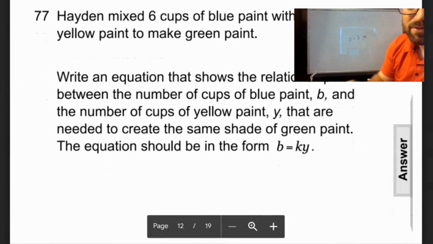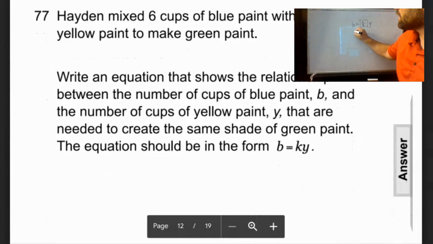All right, Hayden mixed 6 cups of blue paint and 8 cups of yellow paint to make green paint. Okay, so he's mixing them together. Write an equation that shows the relationship between the number of cups of blue paint, B, and the number of cups of yellow paint, Y, that are needed to create the same shade of green. The equation should be in the format of B. So blue equals, and the amount of blue that we need equals our constant rate times y, yellow. Now, that means yellow is our x and blue is our y. So we're going to take blue paint, which is 6 cups, and we're going to divide it by 8. Okay? Because we have less blue paint than yellow paint.